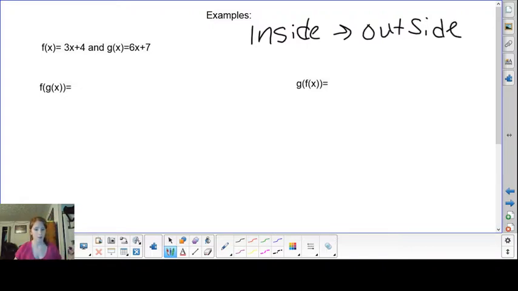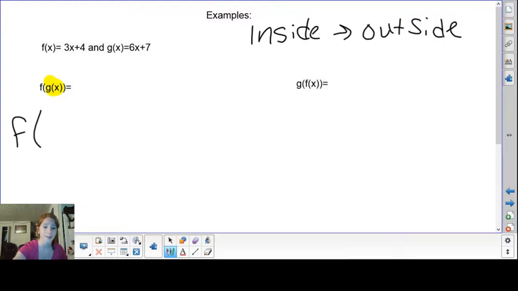So what I like to do is take a look at what I'm putting in. And what I mean by that is, what is the guy that's inside? So in this case, it's my g of x. I'm going to leave my f alone for a minute because he's on the outside. And where it says g of x, I'm going to replace it with just my 6x plus 7. So I'm going to have f of 6x plus 7.